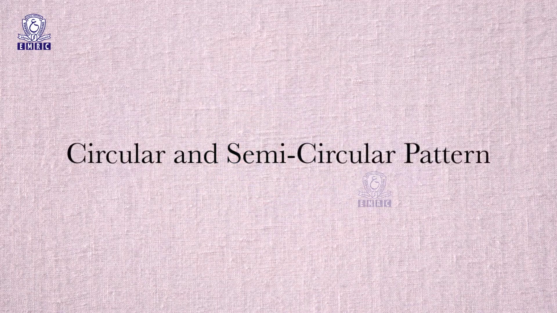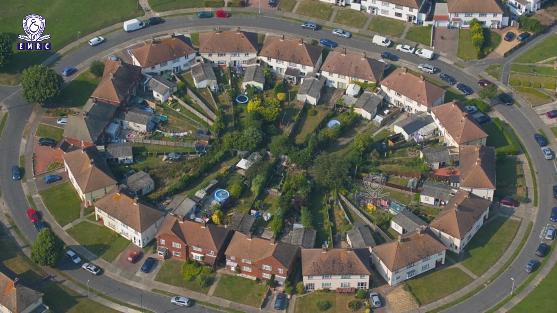The next type of pattern, circular and semicircular pattern. Circular and semicircular settlements generally develop around a pond, a lake, a crater or a sea coast. Since people prefer to stay closer to the water body, they construct their houses close to the pond or the lake. In due course of time, such settlements acquire circular or semicircular shape.